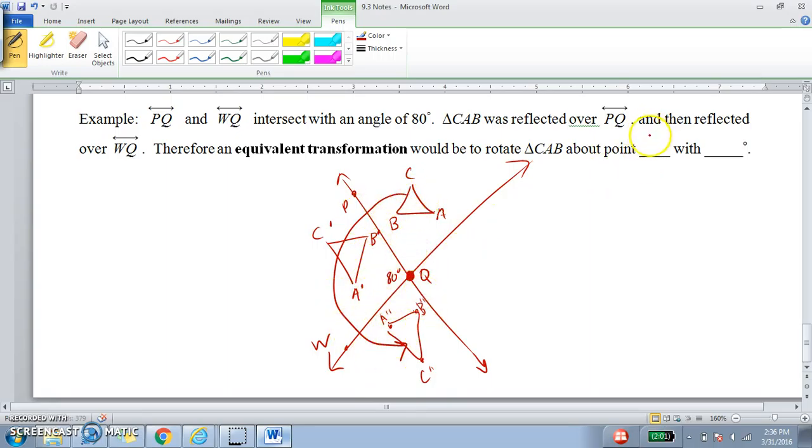The angle, so I would rotate around the center point, the point where the lines intersect, Q, and the angle is going to be twice as big as the angle in between the lines. So it's going to be 160 degrees, or 2 times 80.